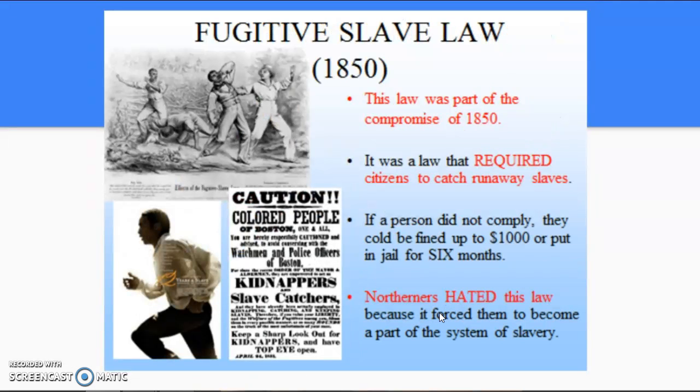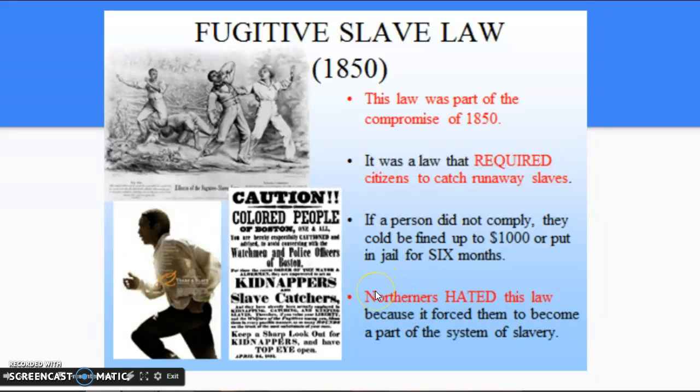So back to this fugitive slave law of 1850. This law was a part of the Compromise of 1850. What this law said was that it basically made you responsible or required you to help catch a runaway slave. In other words, if you were aware of an enslaved person that had escaped, in particular in the North as well as the South, you were responsible for assisting in that person being captured. And if someone did not comply, in other words, if you didn't help catch the runaway slave that you were aware of, you could be fined up to $1,000 or put in jail for 6 months. And of course, that was a lot of money back in 1850.